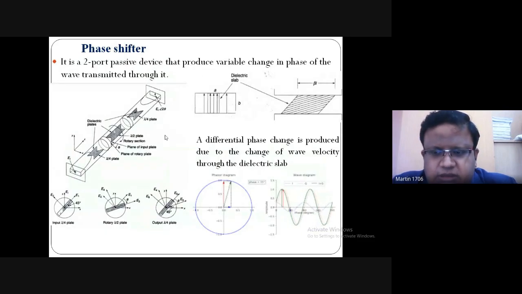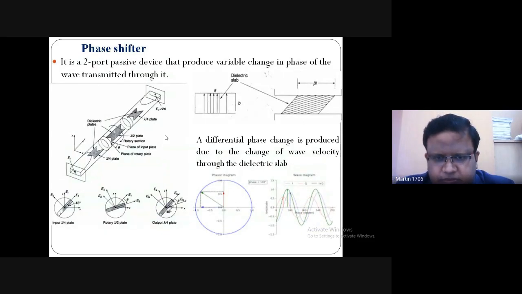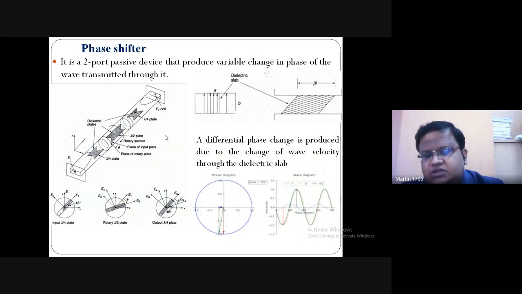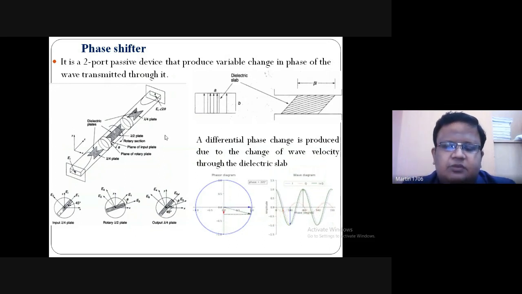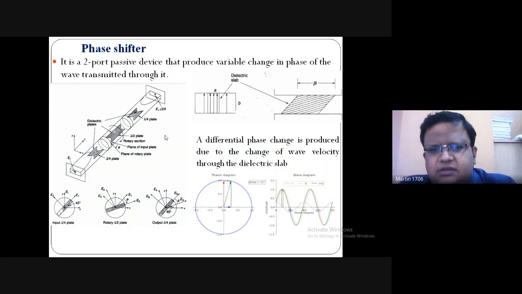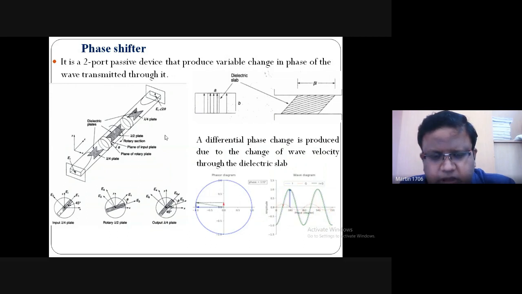So the next one is the phase shifter. The phase shifter component will be available in most of your microwave passive devices also. It is also a two-port passive device that produces a variable change in the phase of the wave transmitted through it. You can see here also the same rotator will be there. There are three different categories mentioned in the diagram below.